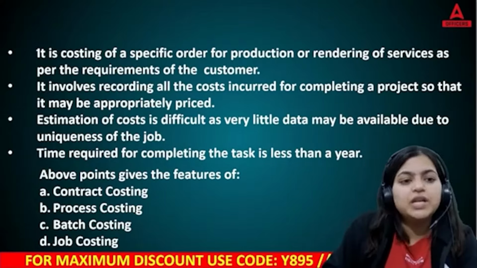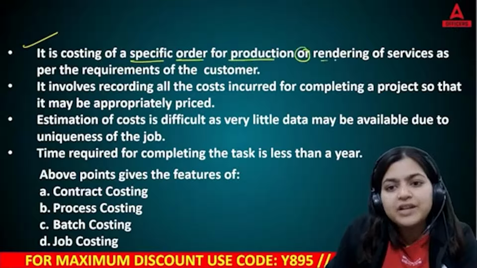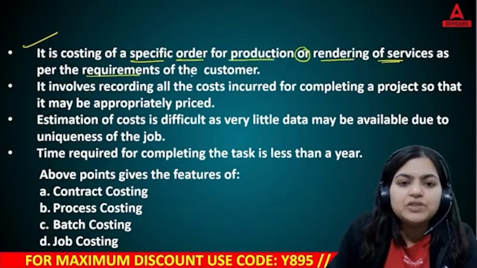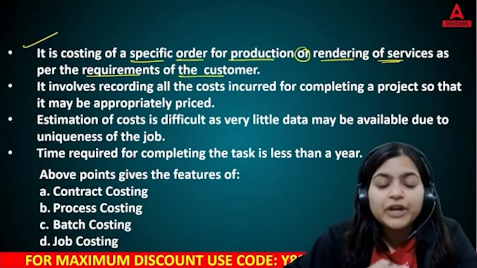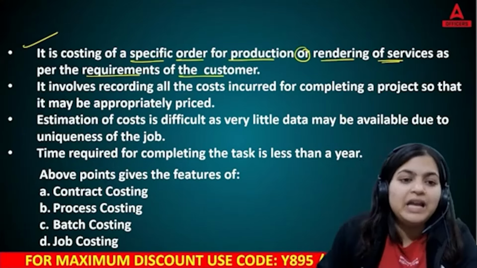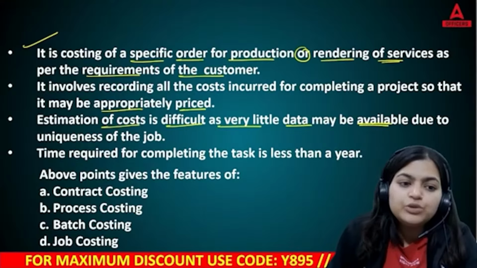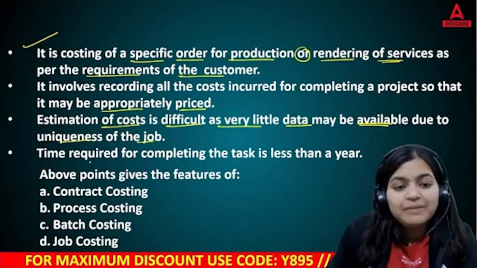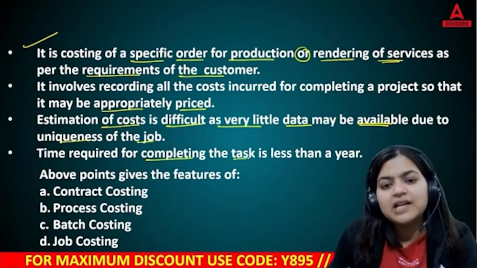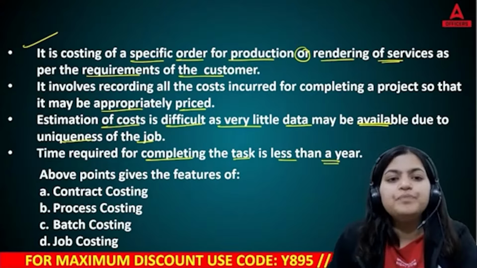Let's read the next question. Now, it is costing of a specific order for production or rendering of services as per the requirements of the customer. Now, it involves recording all the costs incurred for completing a project so that it may be appropriately priced. Estimation of cost is difficult as very little data may be available due to uniqueness of the job. Now, the time required for completing the task is less than 1 year. So, above points give the feature of what? Contract costing, process costing, batch costing, job costing.